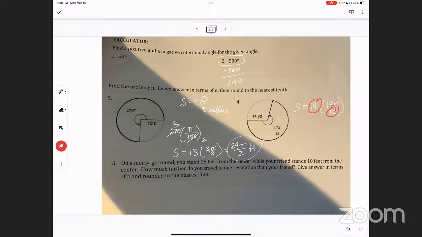What can I do with 14 and 12? This is like 14 over 1, right? Those both can get divided by 2. Yep. So you have 7 and 6. Now can I multiply them together? Yes, because now we can do this in our head.